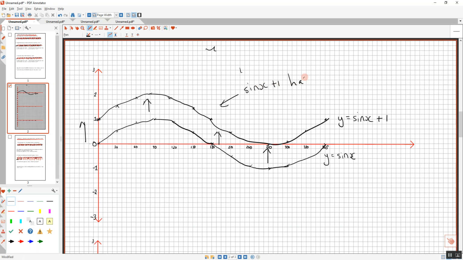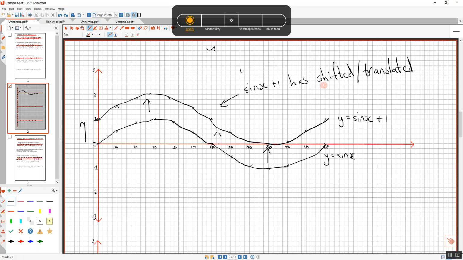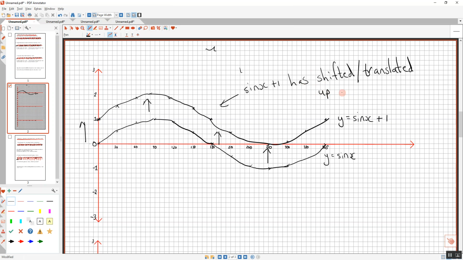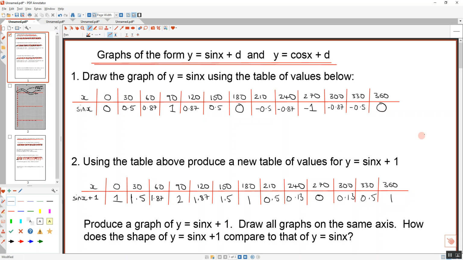Sin x plus 1 has shifted. Now, the posh name for this is translated. Translated up vertically by 1.